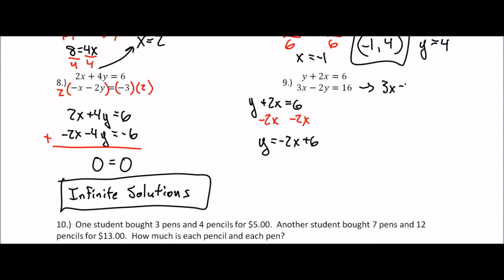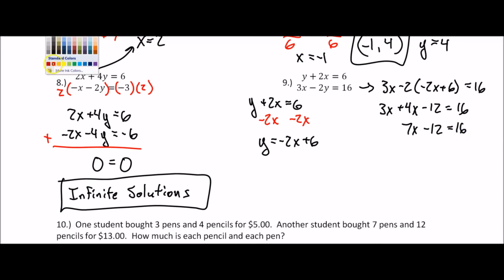So here I have 3x minus 2. Instead of y, I plug in the negative 2x plus 6. And now I distribute. I combine like terms. And I solve for x. I'm going to add that 12 to each side. And divide.